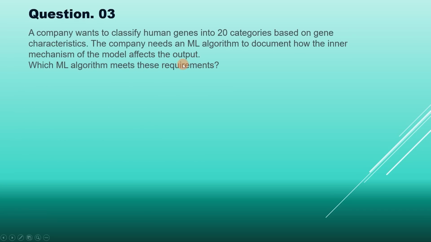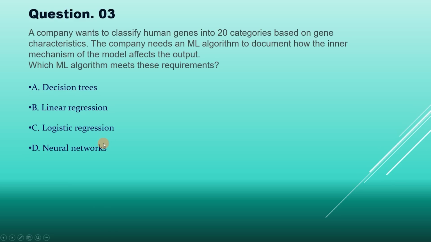Now question number 3. A company wants to classify human genes into 20 categories based on gene characteristics. The company needs an ML algorithm to document how the inner mechanism of the model affects the output. Which ML algorithm meets these requirements? So here are the options: option A, decision tree, option B, linear regression, option C, logistic regression, and D, neural network. So try to understand the question and find the answer.